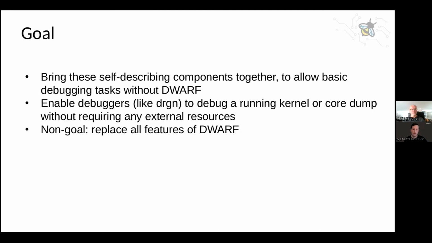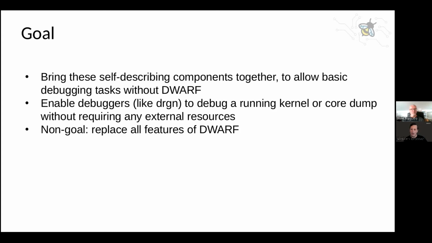So our goal is to take these different self-describing components together and merge them and allow basic debugging tasks to happen without even referring to an external DWARF file. This would enable things like drgn or GDB to debug a live running kernel via /proc/kcore, or a core dump triggered during a panic, maybe, without needing to open a symbol table in an ELF file or looking for that DWARF information.